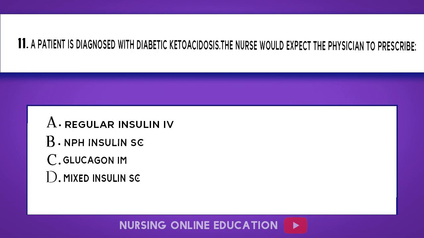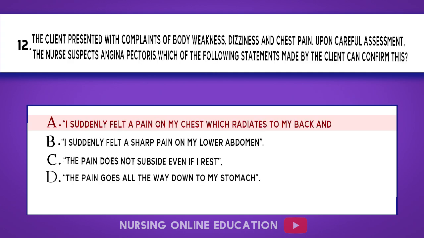11. A patient is diagnosed with diabetic ketoacidosis. The nurse would expect the physician to prescribe A. regular insulin IV, B. NPH insulin SC, C. glucagon IM, D. mixed insulin SC. The answer is option A, regular insulin.